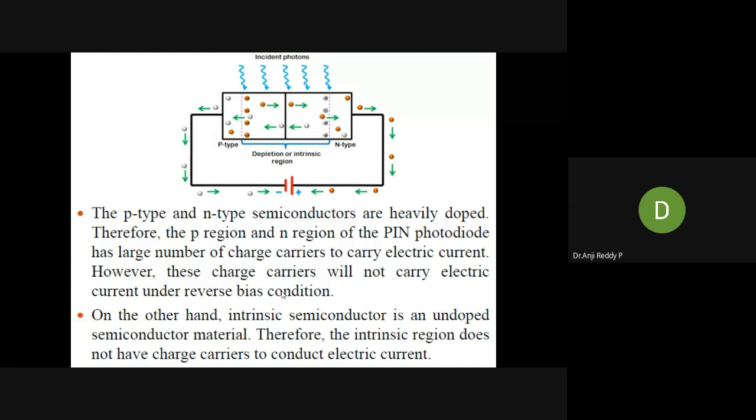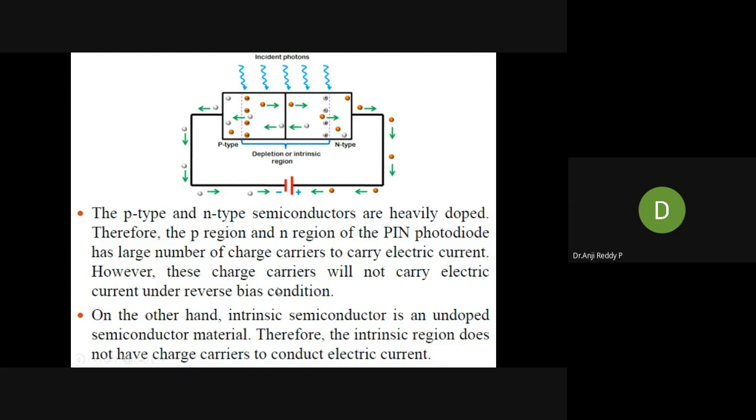What has to happen? When we get the current, electrons and holes have to move across the depletion region. Very good. Across the depletion region, that is across the PN junction. Holes or electrons have to cross the junction. Then only the current will flow in the circuit.